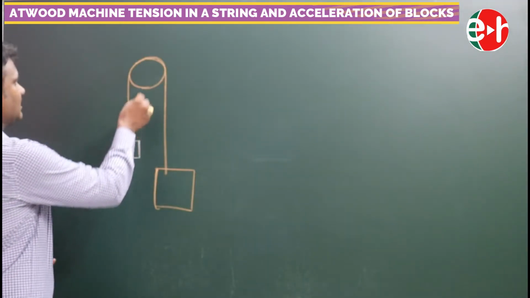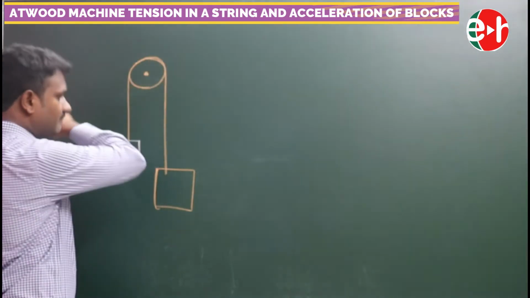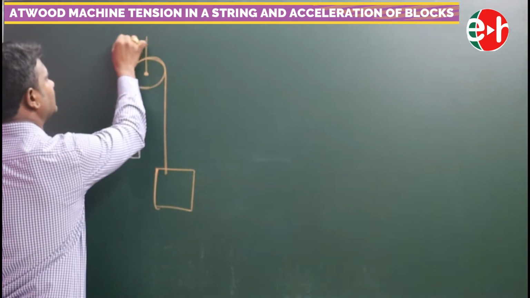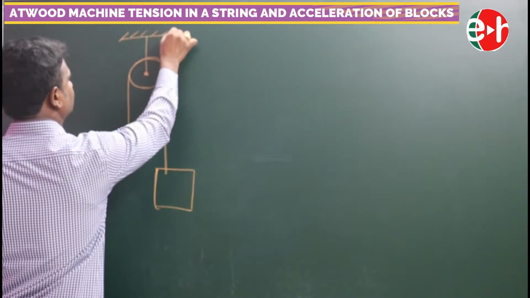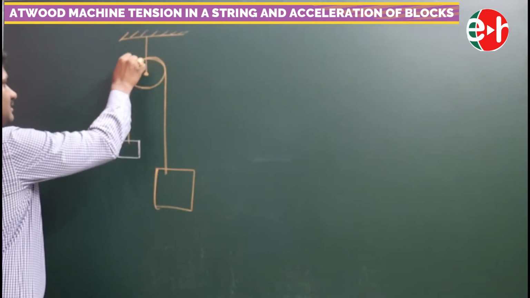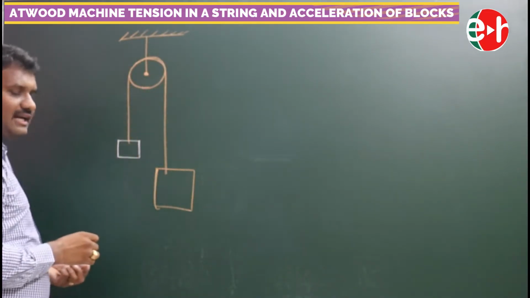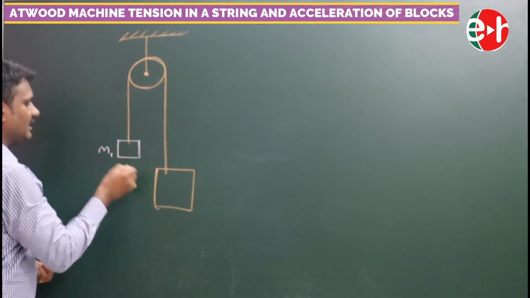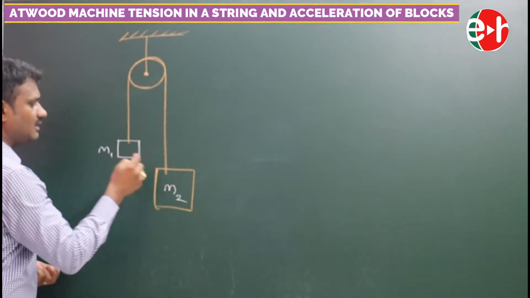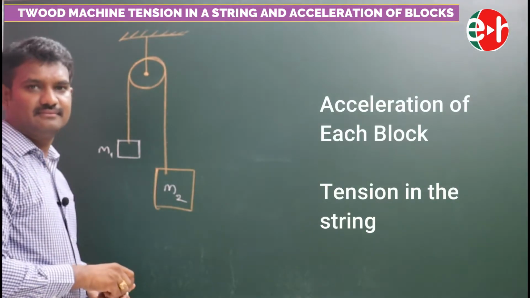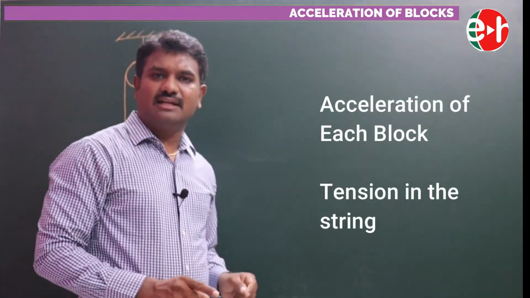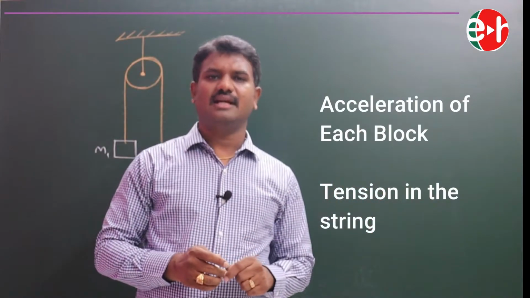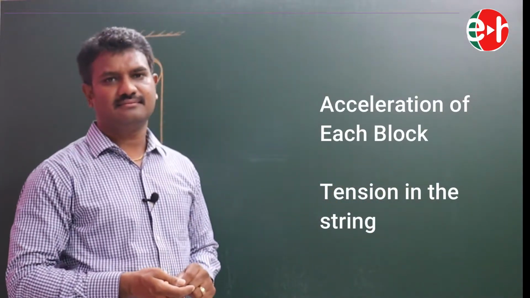Say this is an arrangement. This is a smooth pulley which is hanging from the roof, and this is an ideal string passing through the pulley, and the two blocks of masses M1 and M2 are attached to the ends of the string. Here our target is to calculate the acceleration of the system, meaning the acceleration of each block, and also the tension in the string. Is it clear?